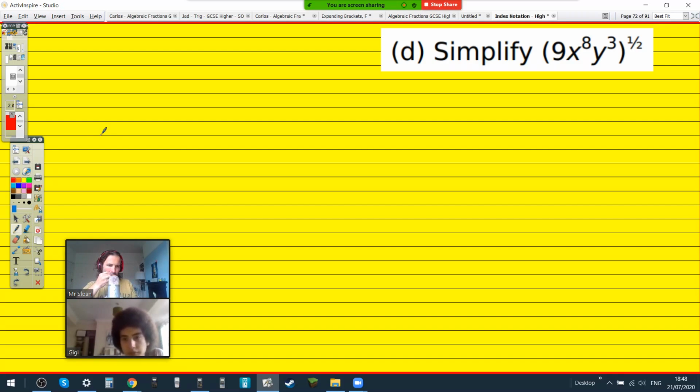To the power of a half is the same as square root. Oh, we're at square root of 3x to the power of 4, and y to the power of 1.5. Yep. Let's write this as 3 over 2.